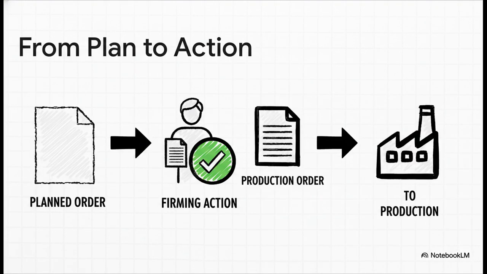Now here's a really critical safety check. The system doesn't just start building things all on its own. First, it creates what's called a planned order, and this is just a suggestion. Then, a human planner has to review it and firm it. That human approval is the crucial step that turns the suggestion into a real, live production order. It prevents all kinds of costly mistakes before a single part is even made.